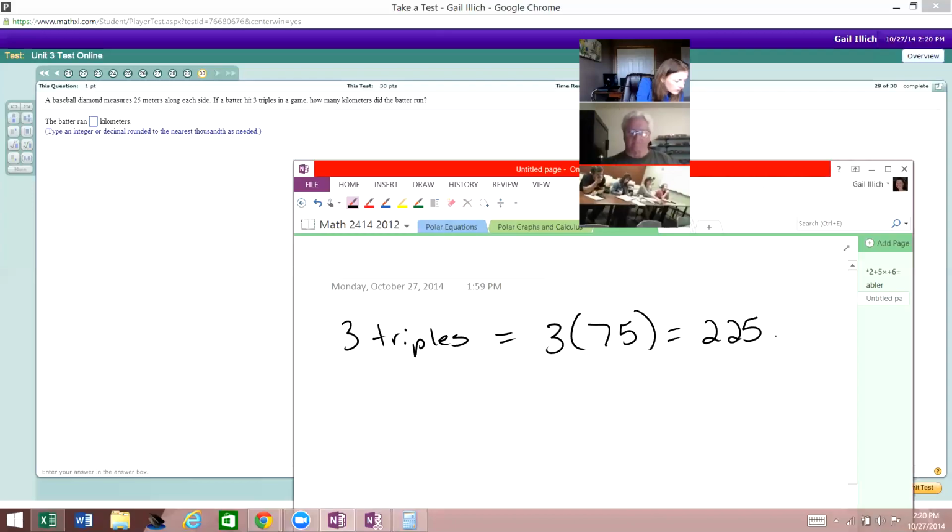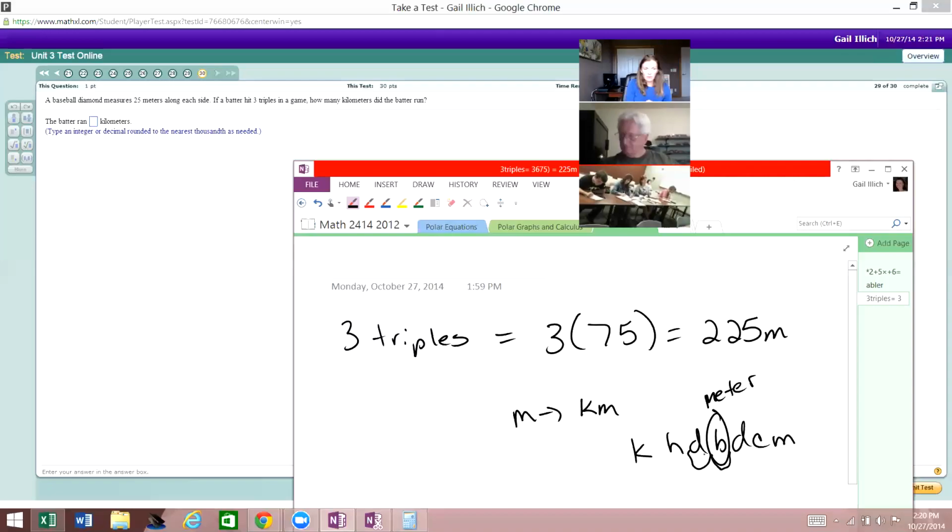Yes. And that's meters. And if you want to go from meters to kilometers, King Henry died by drinking chocolate milk. The base here is the meter, and you want to get to kilometers, so you're going to go 1, 2. So you move your decimal to the left 2 places. So 225 meters. Oh, I'm sorry, 1, 2, 3, because you have to get to the right of the K. So you move it 1, 2, 3, which is 0.225 kilometers.